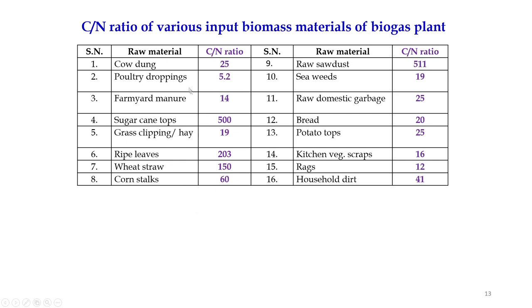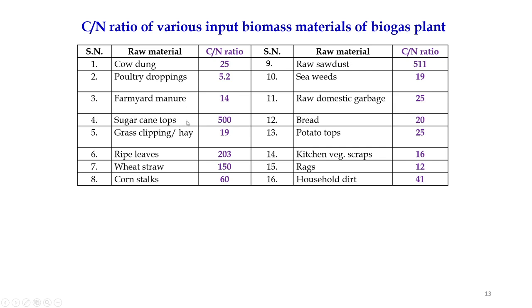This table shows the C/N ratios of different raw materials. Cow dung is about 25 carbon to nitrogen ratio. Poultry droppings is 5.2, which is very, very low. So we cannot suggest directly using poultry droppings. We need some other raw materials so that the resultant C/N ratio comes in between 25 to 30.